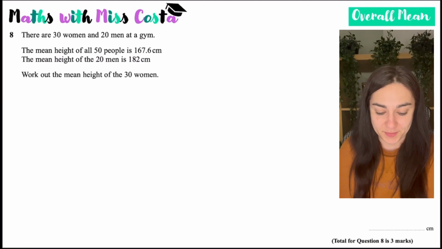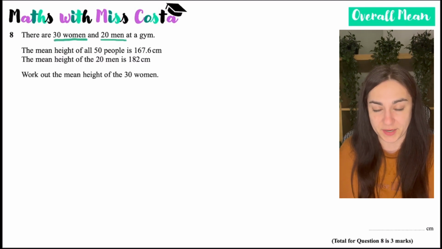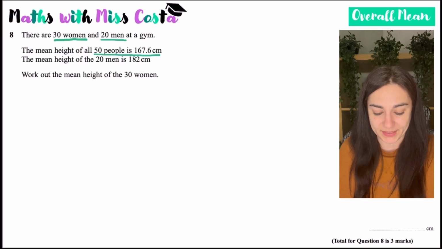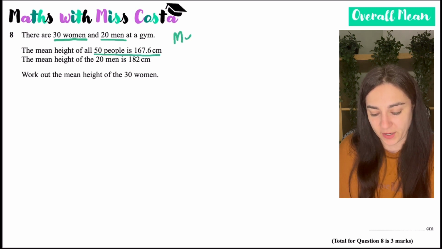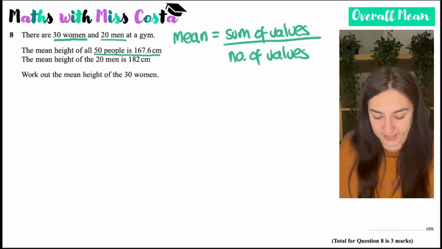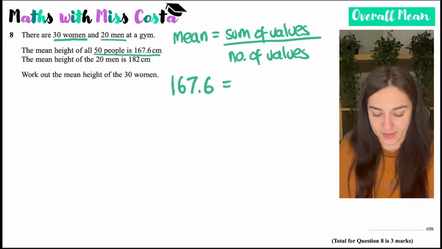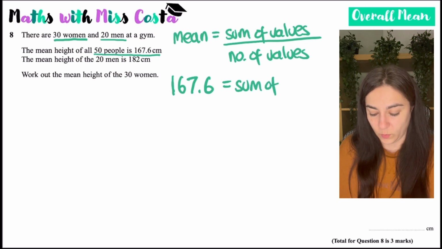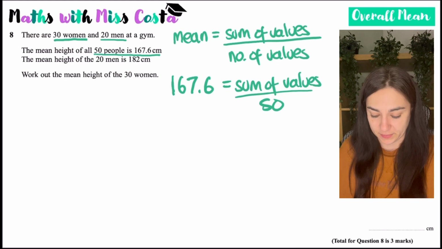Okay, so in this question, I'm told that there are 30 women and 20 men at a gym, and the mean height of all 50 people is 167.6 centimeters. So how do I work out the mean in general? I add all the values together, so the sum of all of the values, and I divide it by the number of values that I have. So the overall mean, I know, is 167.6, and that's going to be the sum of all of the heights divided by 50, because I know that there are 50 people in total.